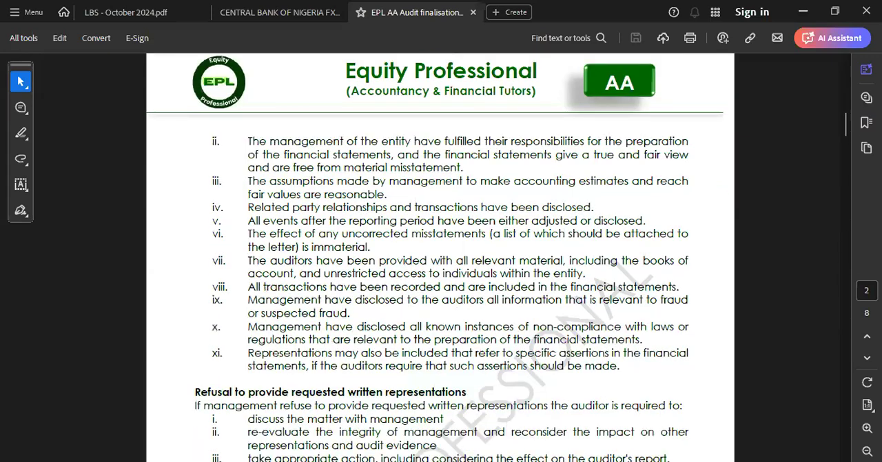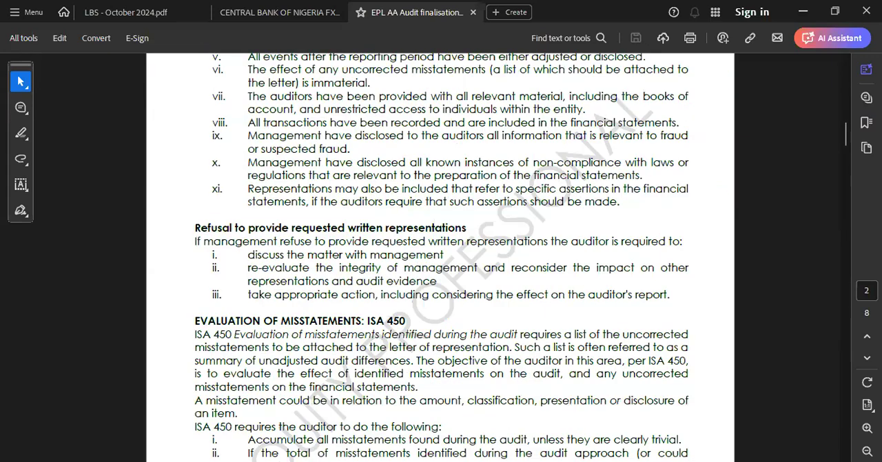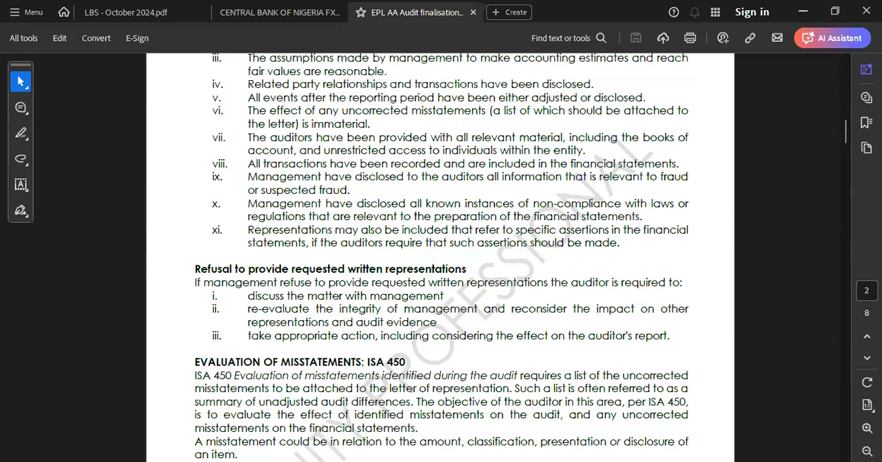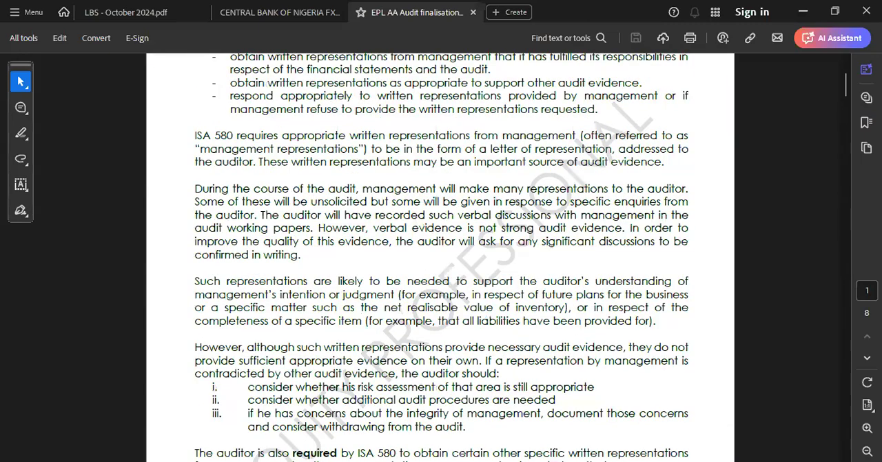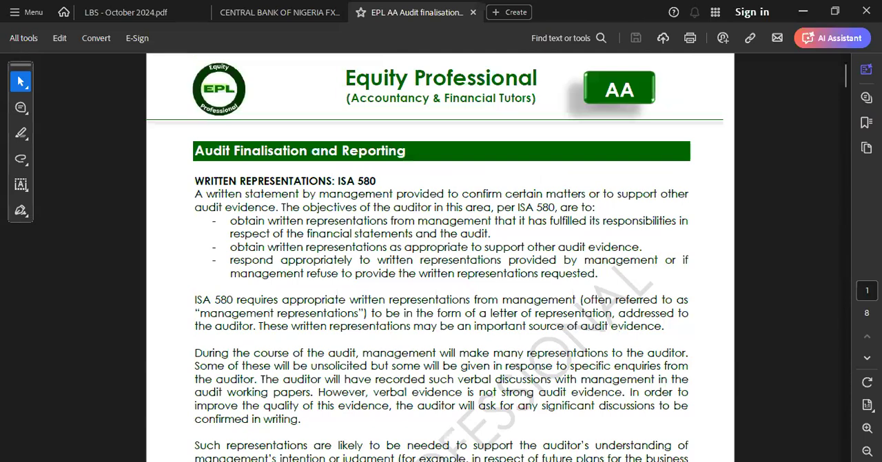So quickly, let's look at the next thing. And don't forget what we are looking at: audit finalization and reporting. We are looking at how the auditor closes the audit. So one of the things is that you've conducted the audit, you've gotten enough audit evidence. So for you to close it successfully, you need written representations. Now, these are some of the things that will lead to how you prepare your audit report.